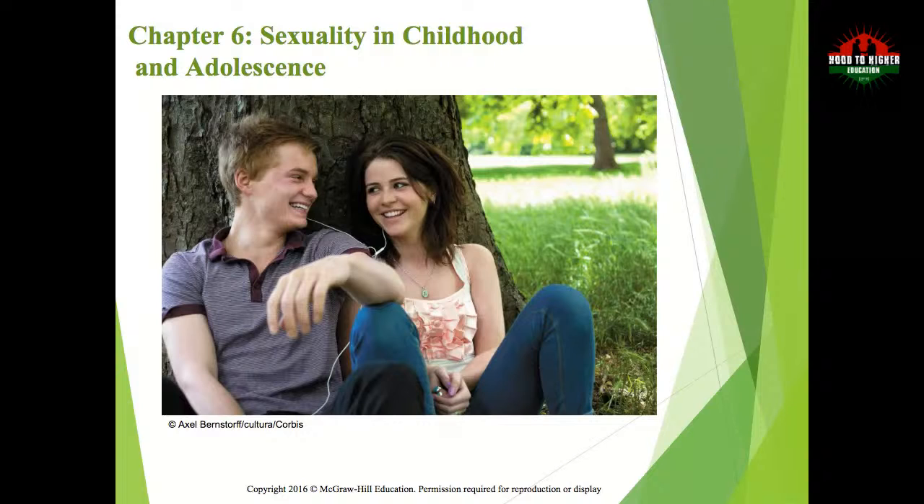Chapter 6 is sexuality in childhood and adolescence. From the moment we are born, we are rich in sexual and erotic potential, which begins to take shape in our sexual curiosity and experimentation in childhood. As children, we are only partly formed, but the world around us helps shape our sexuality.